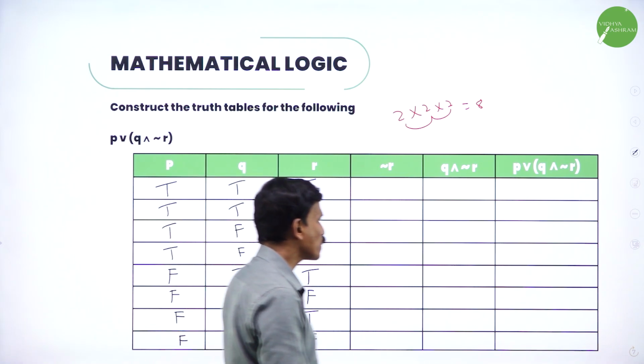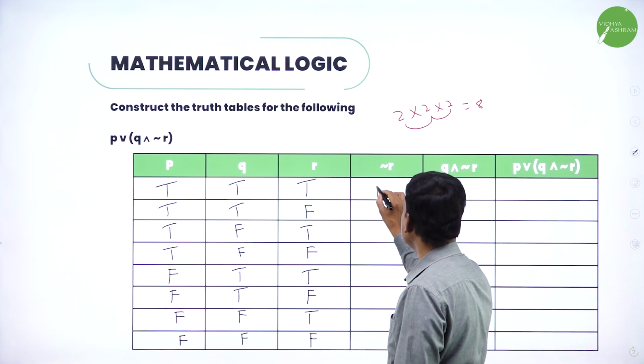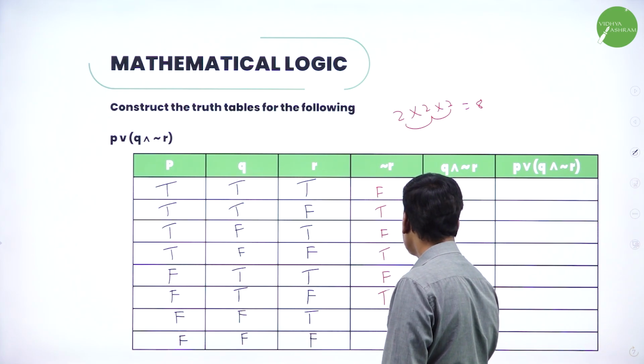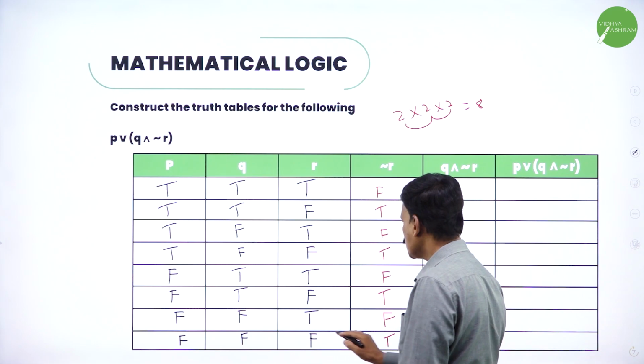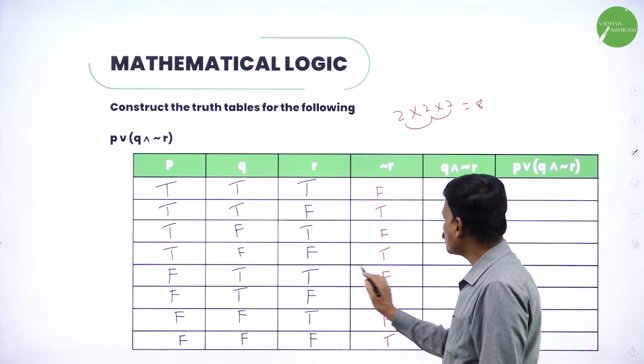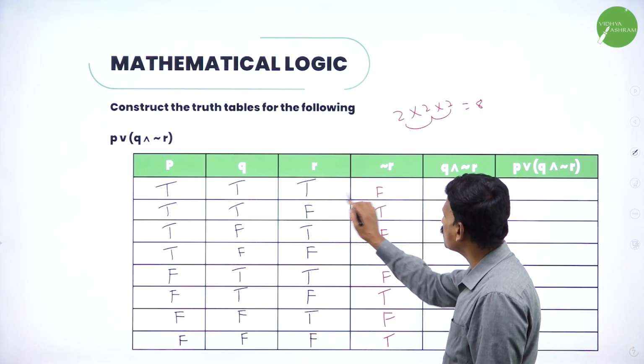Right. Now, write down the negation of R. What is the negation of R? For true, it is false; for false, it is true. So we get F, T, F, T, F, T, F, T.